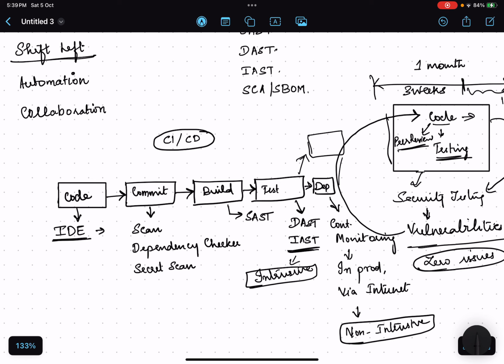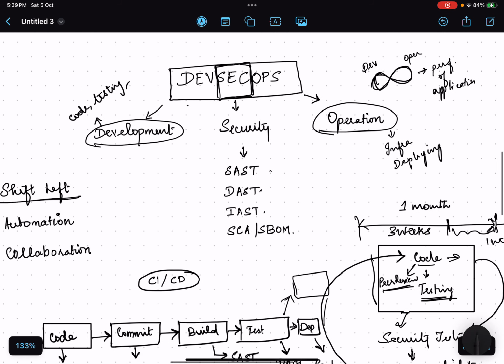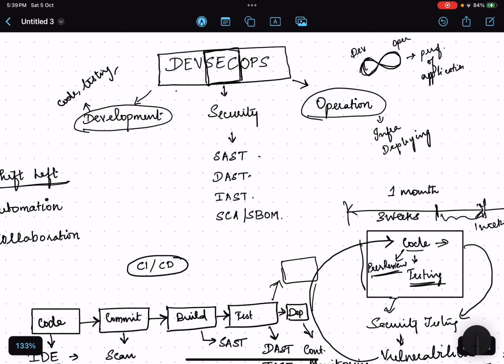Okay, I hope this gives clarity on what DevSecOps is. We will meet again for the next video.